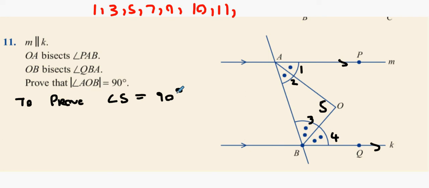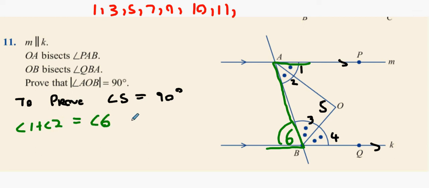Okay. How to even go about doing this? Alright, I have an idea. What I can say is there's corresponding angles here, or alternate angles, whatever you want to call it. I'm going to call this angle 6. There's several ways to do this. Now, see the Z here? See the Z like that? And I can say angle 1 plus angle 2 equals angle 6, reason being alternate angles.